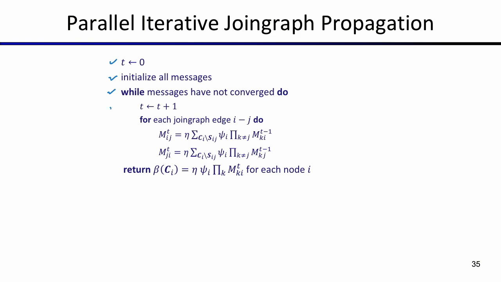So we increment the iteration variable, and we start exchanging messages between the edges. Every edge must have two messages, one in each direction. See now that we are free to send the messages the way that we want, because we are doing the parallel iterative version of the algorithm.